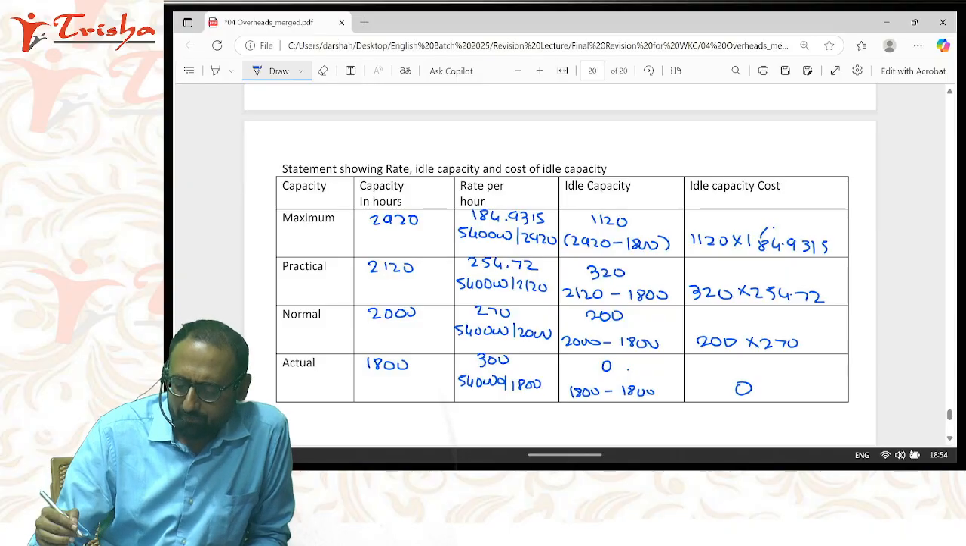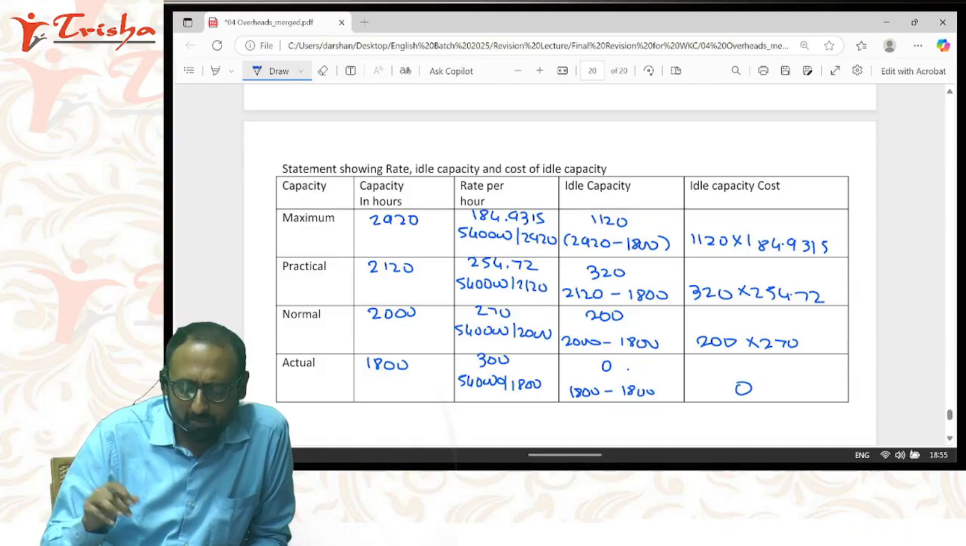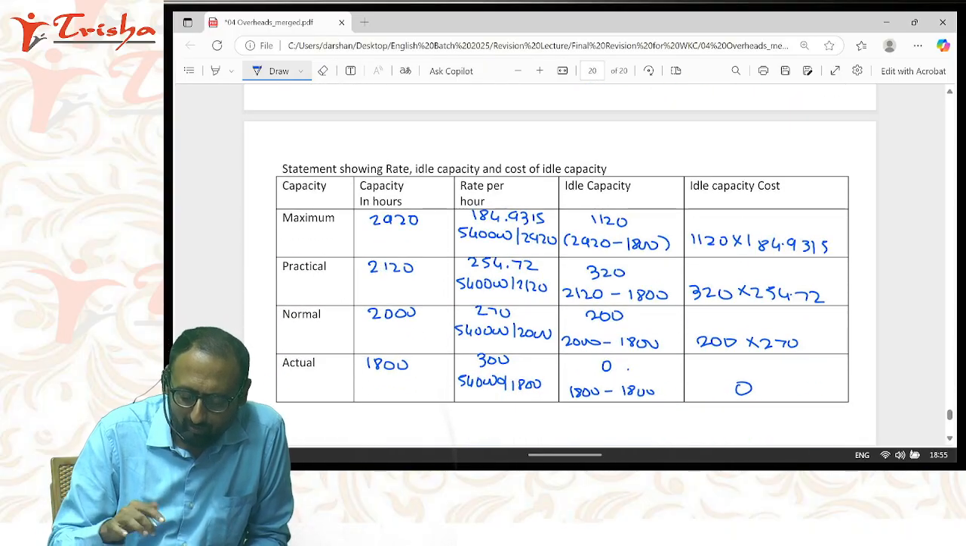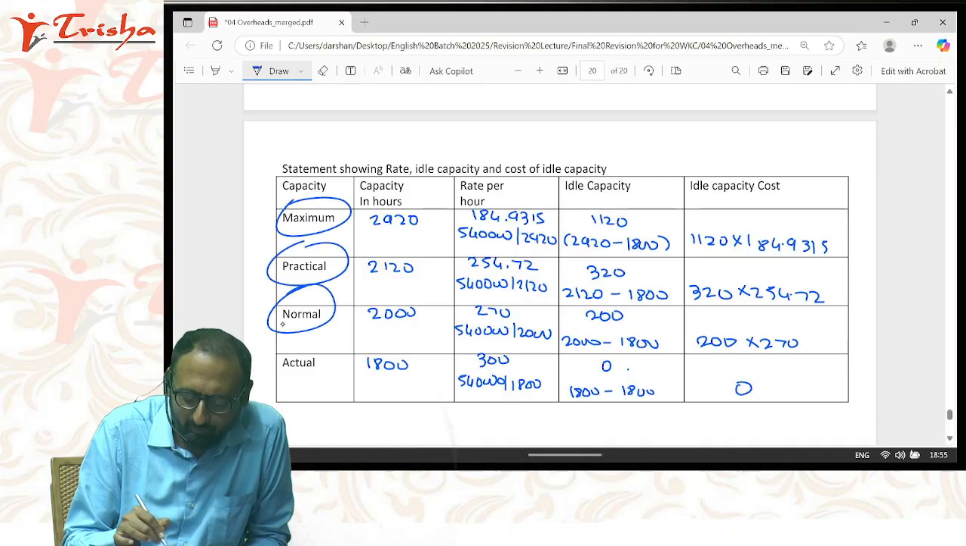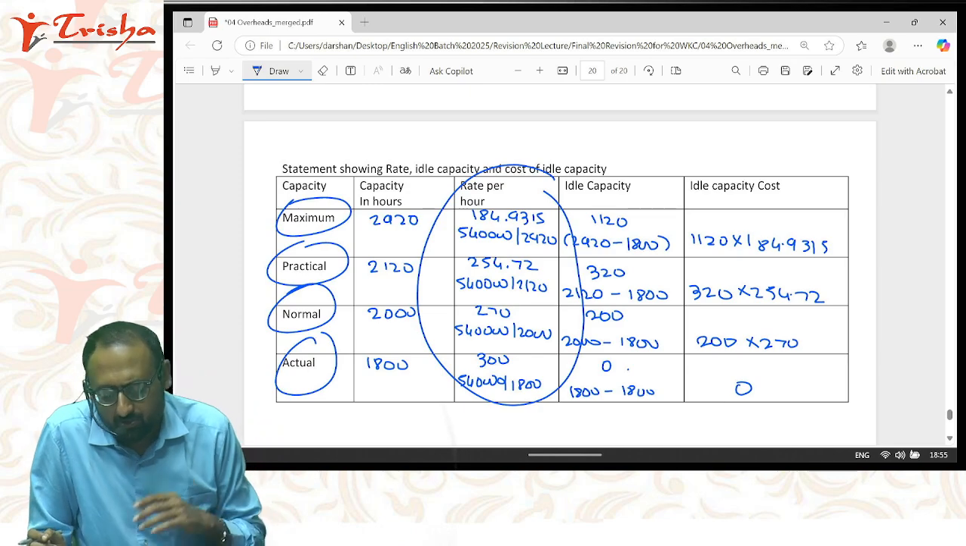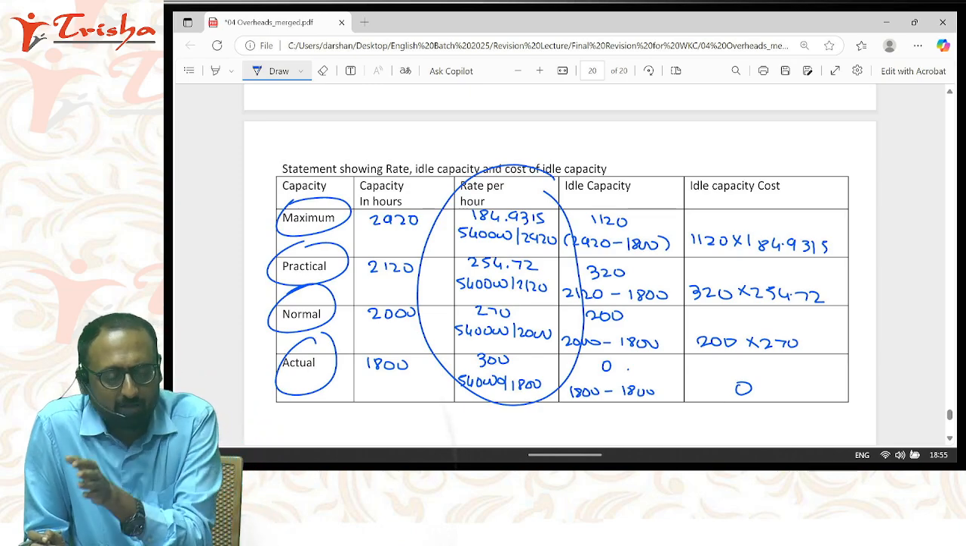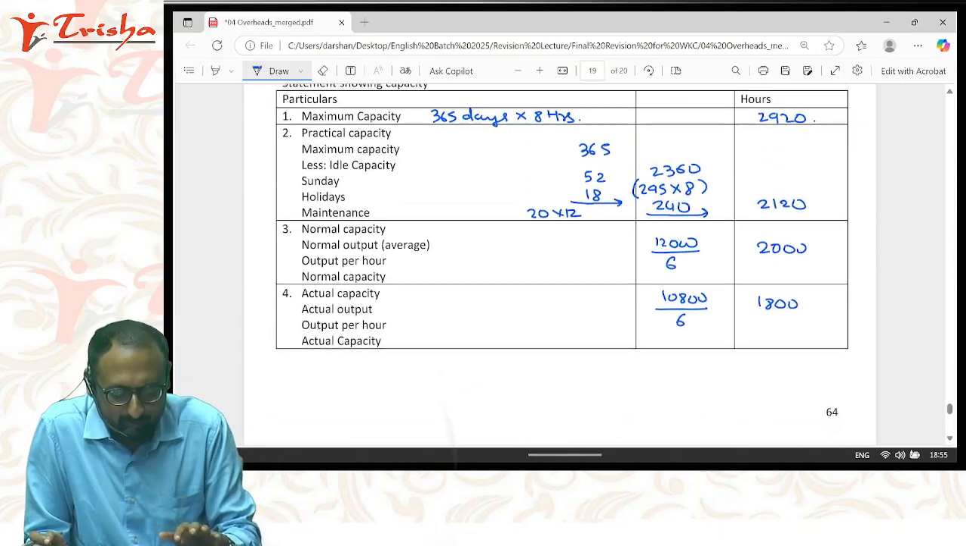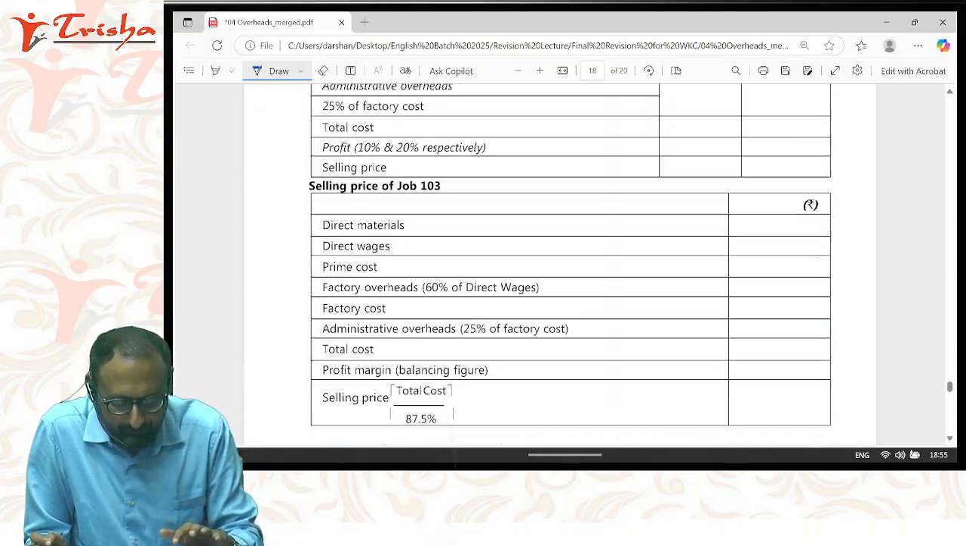Yes, Sarji. So, this is how you will calculate idle capacity cost. Here you need to calculate rate for each capacity. Therefore, we divided budgeted overhead by that capacity. So calculate the rate for idle capacity, then multiply by idle capacity to get the idle capacity cost. Next.